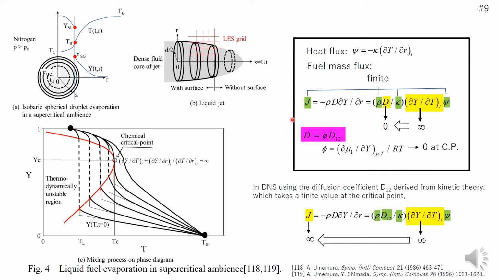Einstein's mutual diffusion coefficient, defined like this, satisfies the required condition because phi becomes 0 at the critical point and phi equals 1 at the thermodynamically stable state apart from the critical state.